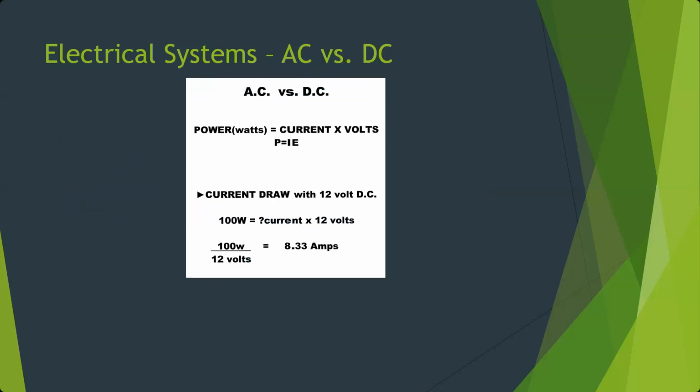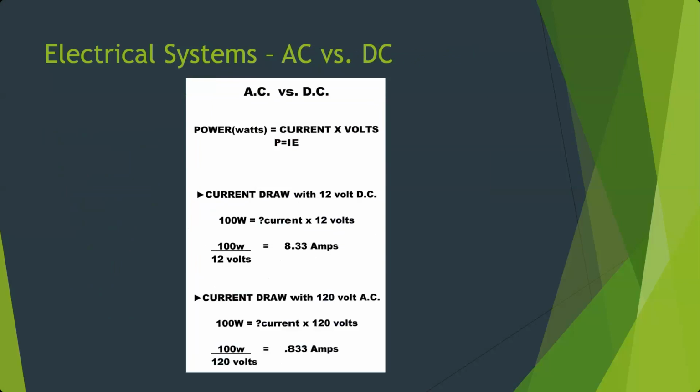Here's an example with a 12 volt system. If you want a power of 100 watts, it's going to draw 8.33 amps. You need a pretty good size wire for 8.33 amps. If we use 120 volt AC, we can get down to 0.833 amps. Big difference there. Now, another aircraft would probably be a 24 volt system, so this would be 4.16 amps or so. But still, 4.16 is a pretty good current draw. You still need a pretty sizable wire for something like that.